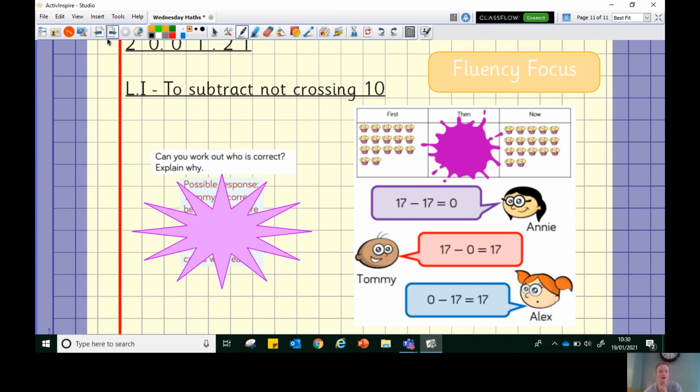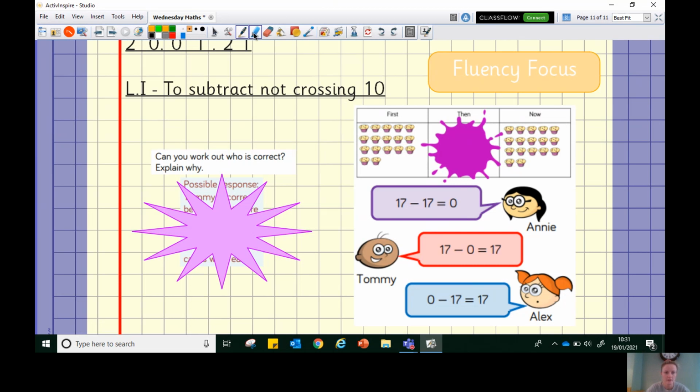Okay, then your final thing is your fluency question. Now it says, okay, Annie thinks this picture here, the first, then, and next, represents 17 minus 17 equals 0. Tommy thinks 17 minus 0 equals 17. And Alex thinks 0 minus 17 equals 17. Who do you think is correct and why? I need some reasoning. So tell your adult or tell the screen. Press pause, off you go.